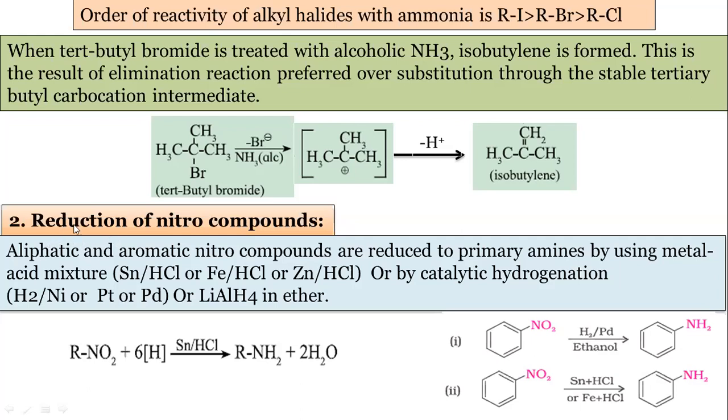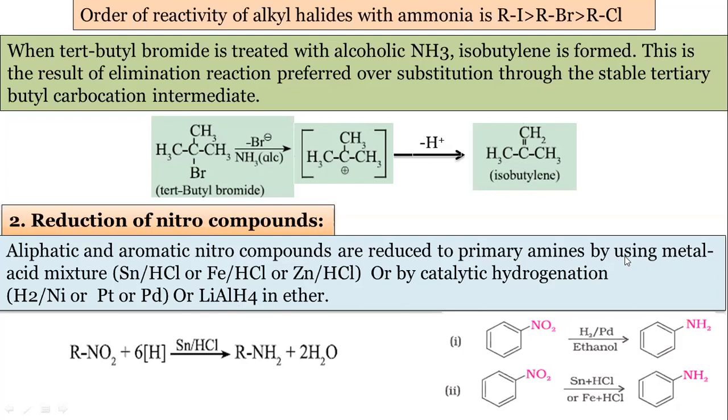Then the second reaction is reduction of nitro compounds. Now you are familiar with the word reduction. We know nitro means the NO2 group is there. See, aliphatic and aromatic nitro compounds. I'm not going to explain in detail what aliphatic and aromatic mean. Nitro compounds means the NO2 group is there, aliphatic means alkyl groups are there, and aromatic means a benzene ring is there. So these are reduced to primary amines, meaning RNO2 is converted into RNH2. This is called reduction.